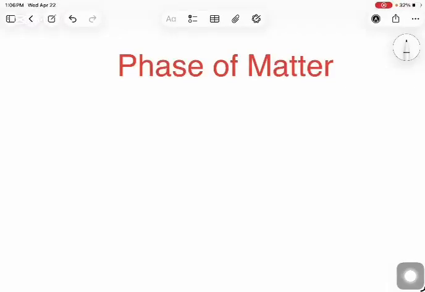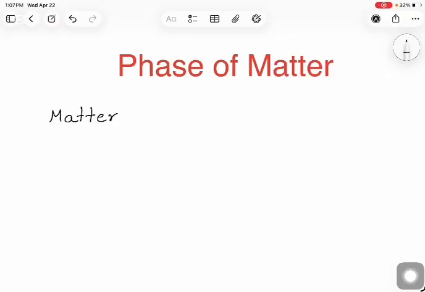Hello everyone, welcome to today's lecture, and today we are going to explore a very important topic in science, the phases of matter. I think this lecture will help you to understand how solids, liquids, gases and plasma behave, and also why each of them is unique. So let's start our today's lecture.